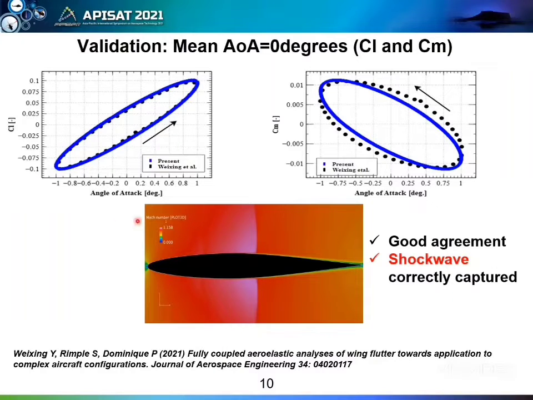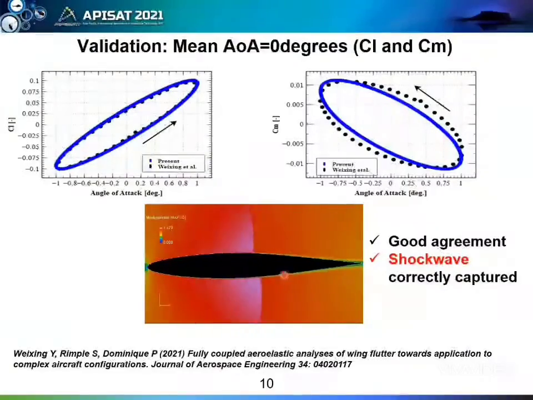A plot of CL, coefficient of lift, against angle of attack and coefficient of moment against angle of attack were plotted, and it can be seen from here that there is a perfect agreement in the plot of CL against AOA. A little bit of disparity for CM against AOA, and it's due to the fact that unsteady aerodynamics is more evident in the coefficient of moment than that of coefficient of lift.